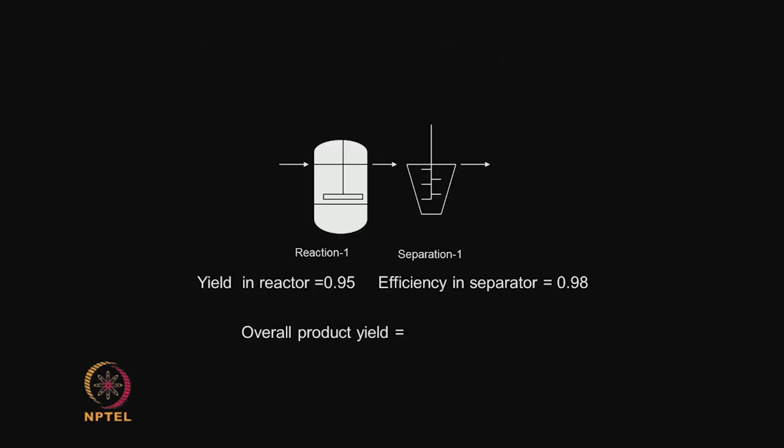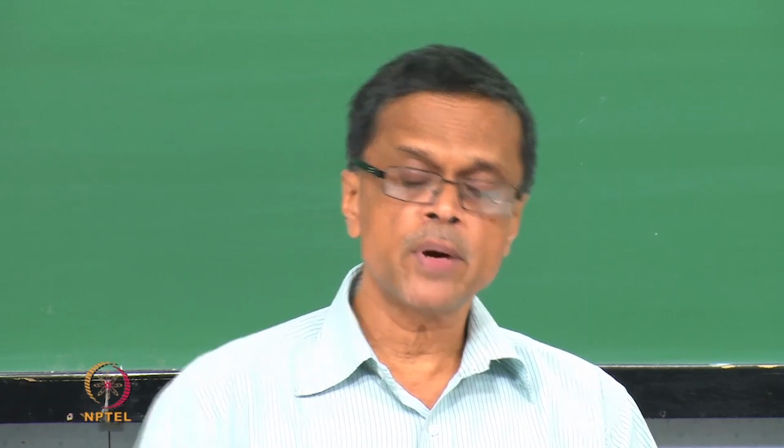Okay. So, let us look at a very interesting problem here. Suppose there is a bioreactor or a fermenter where the yield in the reactor is 95%, that is 0.95. You take the fermentation broth and you have one separator, and the efficiency of the separator is 98%, that is 0.98. So, what will be the overall product yield, do you think? The yield in the reactor is 95%, the efficiency of the separation is 98%. So, what will be the overall product yield?